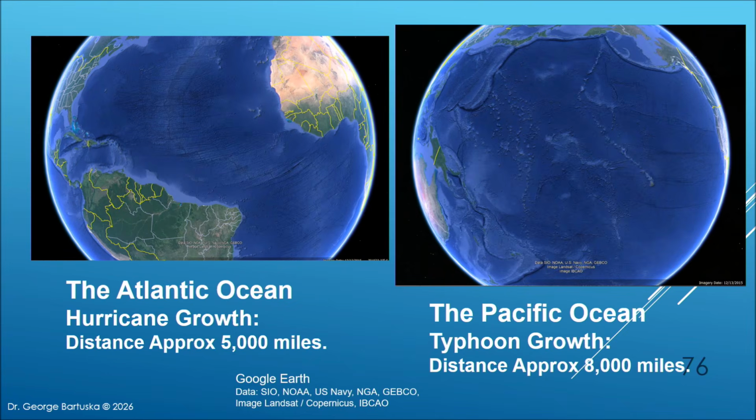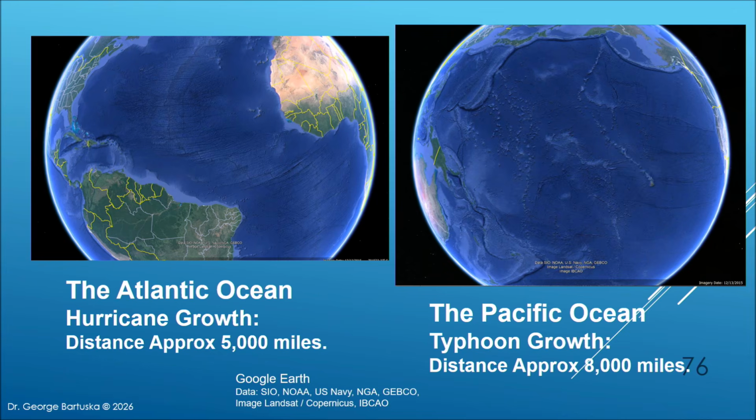Now, one thing I want to point out, in the Atlantic Ocean, the distance between Africa and the United States is about 5,000 miles. In the Pacific Ocean, which is almost half of the globe, the distance from the North American continent to, say, Japan is about 8,000 miles. So there's a lot more area for the storm to grow in the Pacific than there is in the Atlantic. And in the Atlantic, we call them hurricanes. In the Pacific, we call them typhoons.